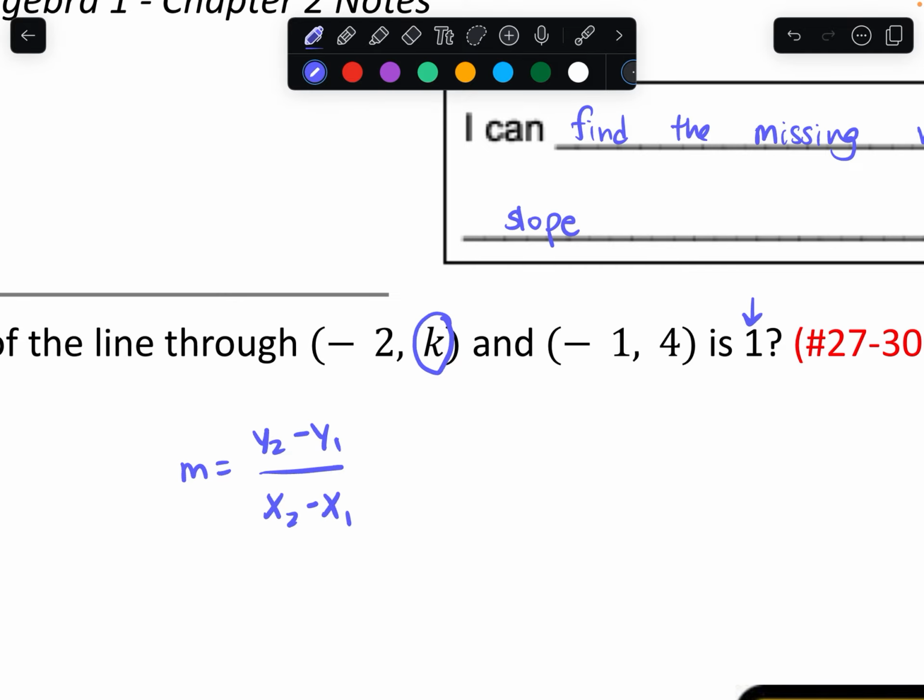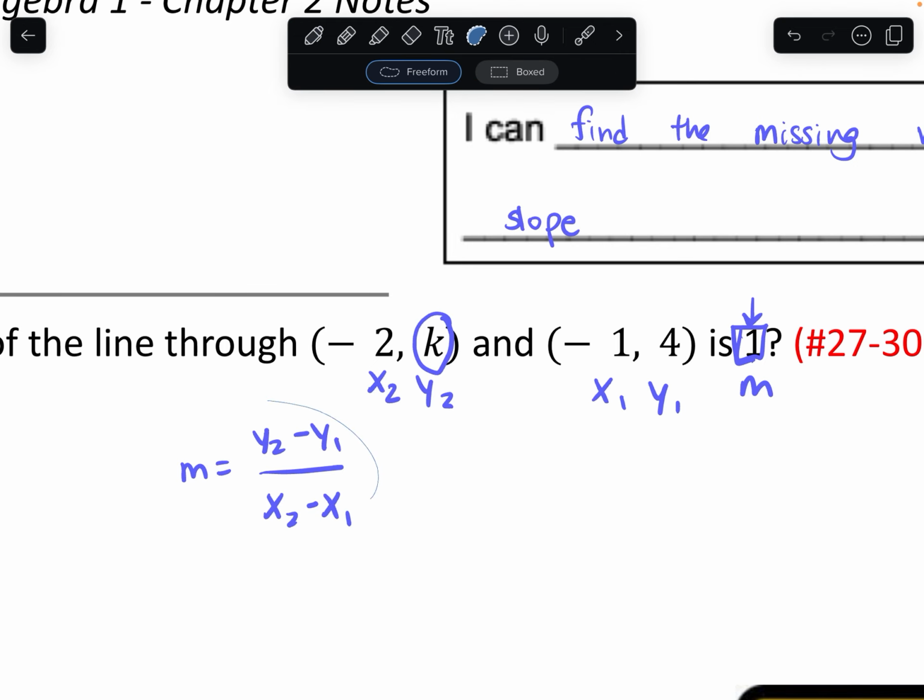I know what the slope is, right? The slope is going to be equal to 1. So that's my slope. And then now let's label my points x2, y2, and x1, y1. It doesn't matter which one you do, but it's always easier if you label the point with the missing value. So in this case, these two right here on the left, I'll label as x2, y2. That way you end up with a positive k, and you'll see what I mean in a little bit. And then I'll label the other ones as x1, y1.